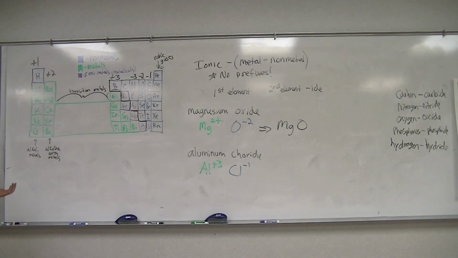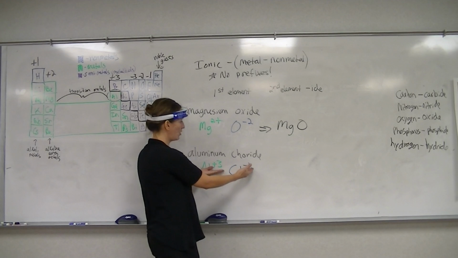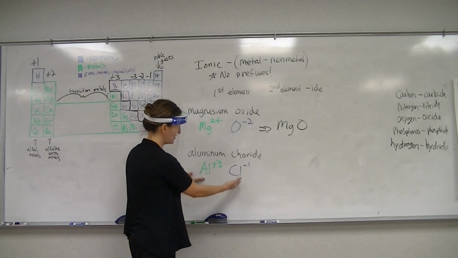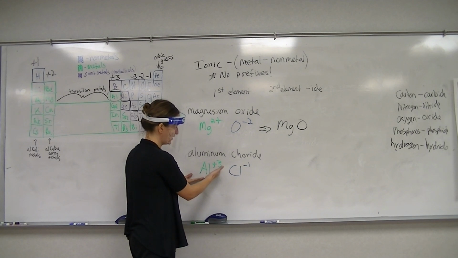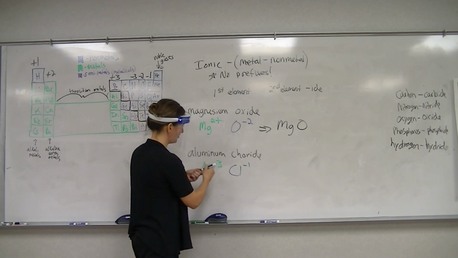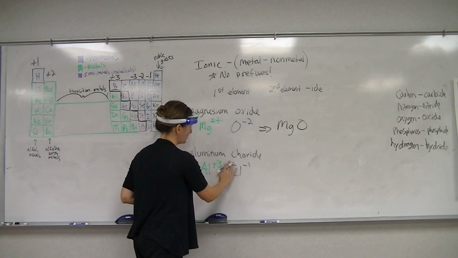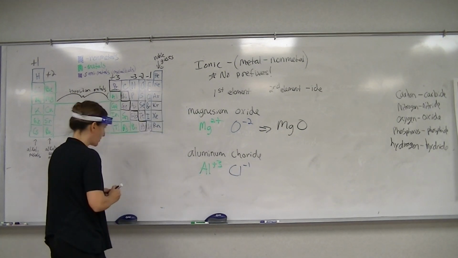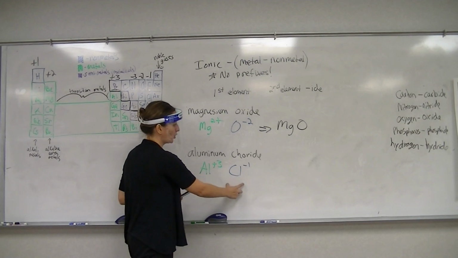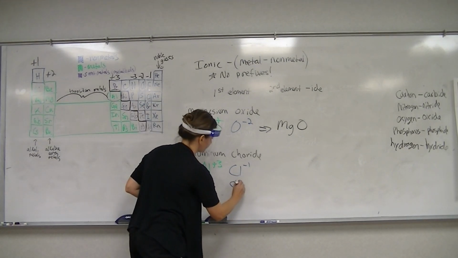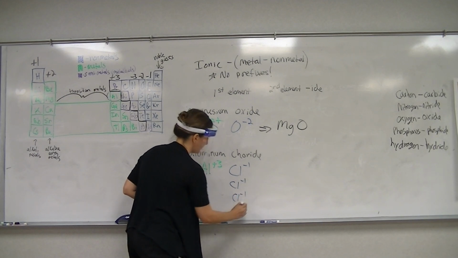Now this time the charges aren't canceling. So what that means is I'm going to need more than just one of each. Because if I had just one aluminum and one chlorine, I'm going to have a positive charge left over. If I take a +3 and add a -1 to it, I'm going to have a +2. And I don't want that. I want it to be neutral. So what I need to do is add more chlorines. How many more? 2 more to be exact.